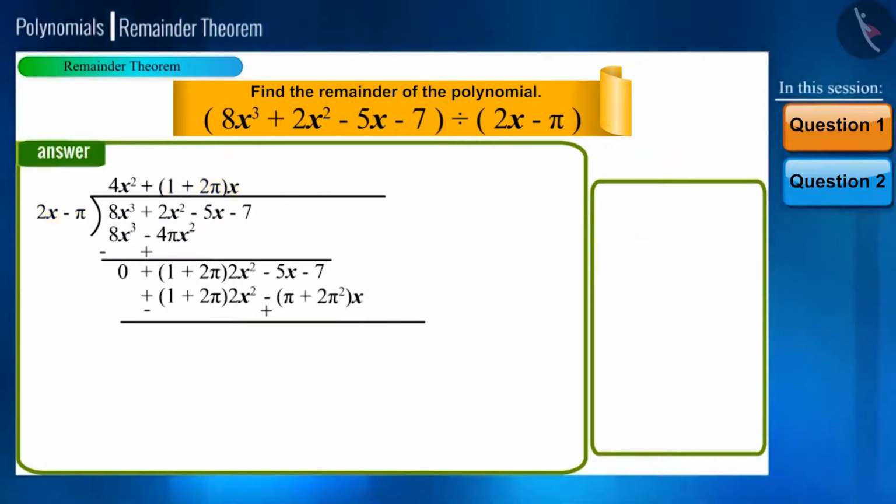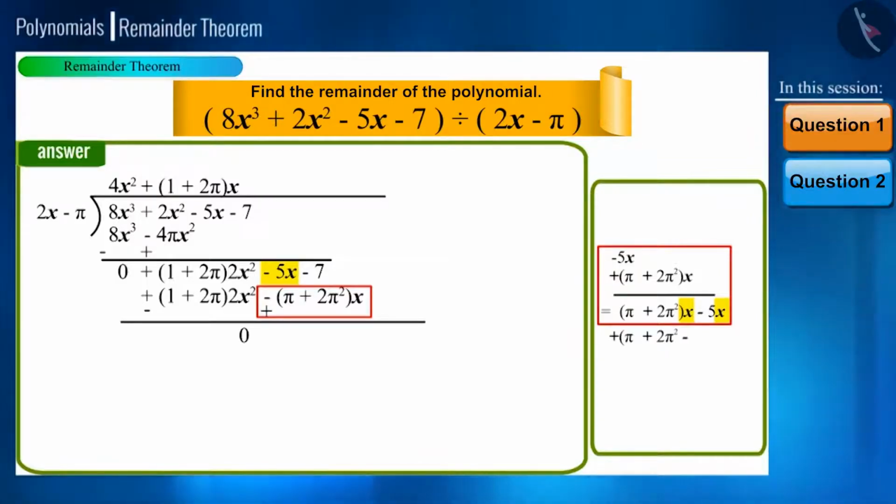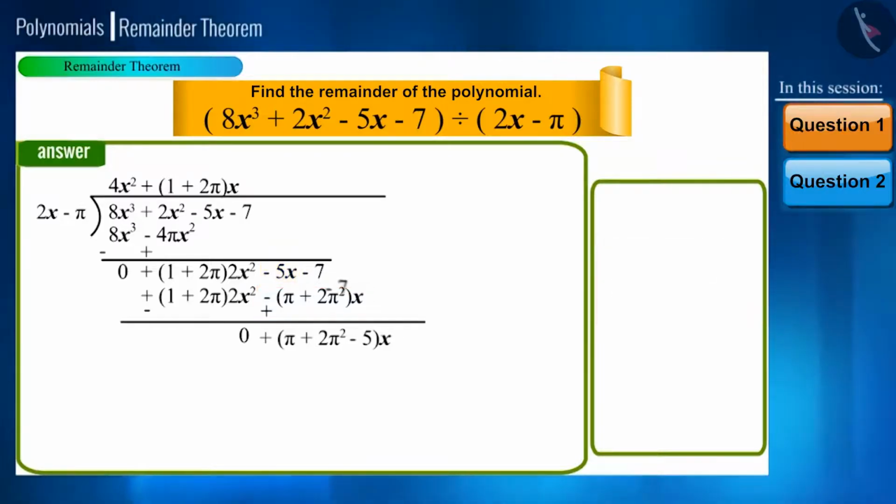Friends, while subtracting, the first term will reduce to 0, but we will have to give proper attention to the remaining terms. From minus 5x and plus (pi plus 2pi squared) multiplied by x, we will take x as common and we will write everything else in brackets, which will be (pi plus 2pi squared minus 5) multiplied by x. Now we are left with minus 7, which we will bring down.